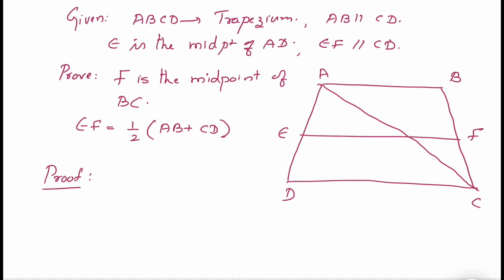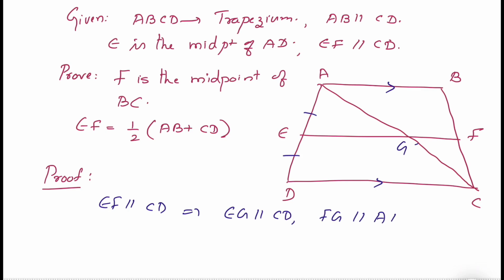Coming to the next question, given ABCD is a trapezium. In a trapezium, you know, only one pair of sides are parallel. So here AB is parallel to CD and E is the midpoint of AD is given, and it's also given EF is parallel to CD. So EF is parallel to CD means, suppose I am giving this point as G, EG is parallel to CD and FG is parallel to AB. All the three lines are parallel.